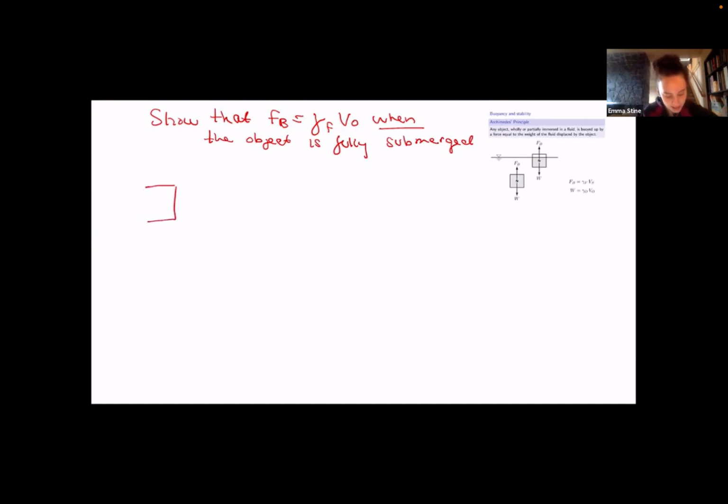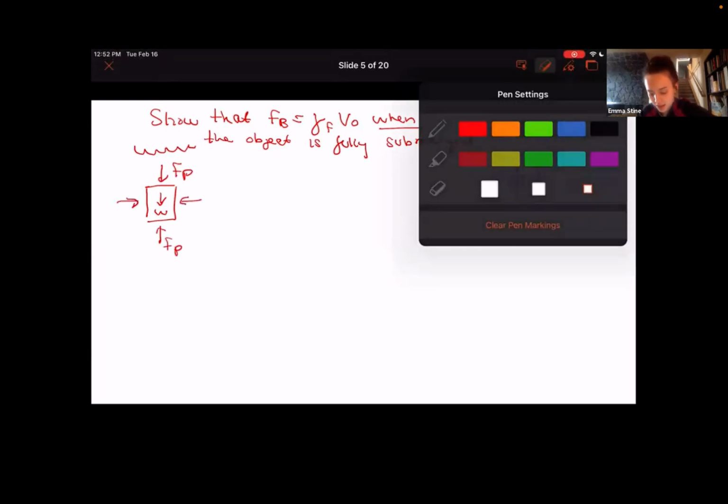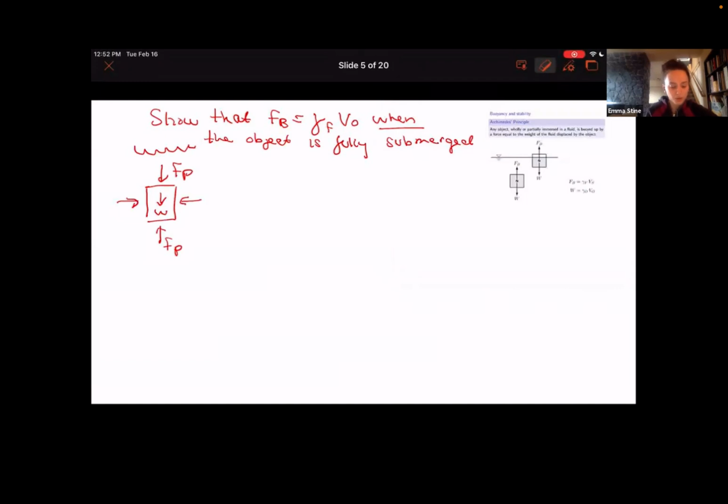Here's an object underwater, fully submerged, and we're going to think about all the forces that are acting on the object. So I won't make you say them in the chat, but we have the weight, and then we have a force pressure from the water going down and a force pressure from the water going up. And then we have these horizontal pressures. But as we've talked about in previous classes, those horizontal pressures are equal and opposite, so they cancel out because they're at the exact same height or depth in the water.